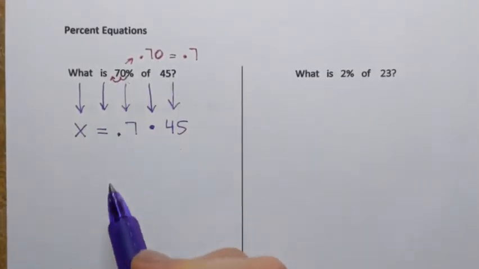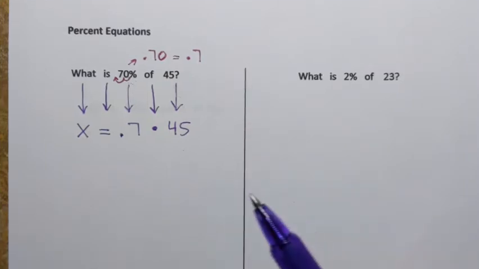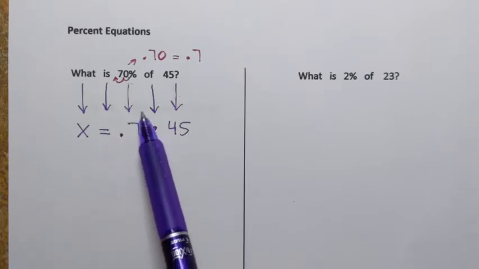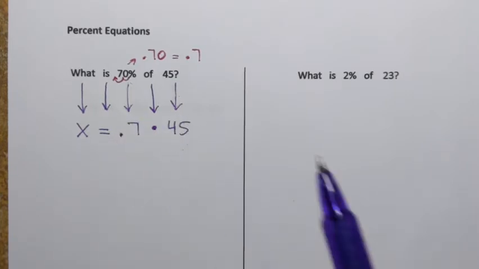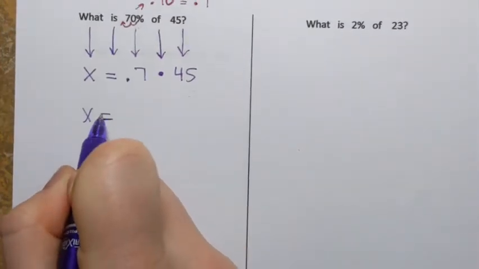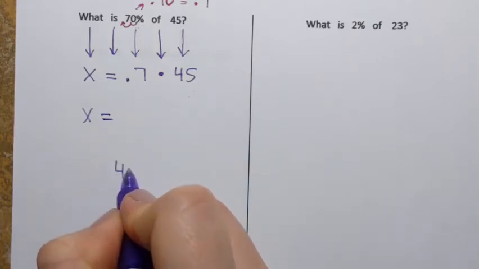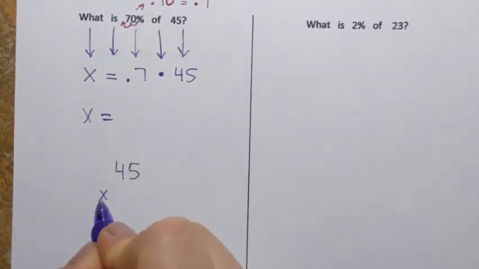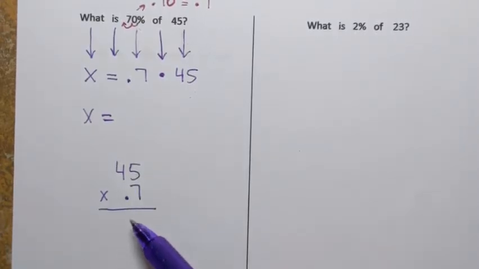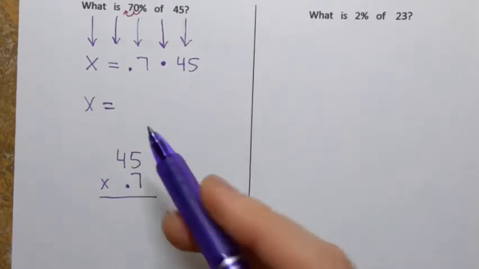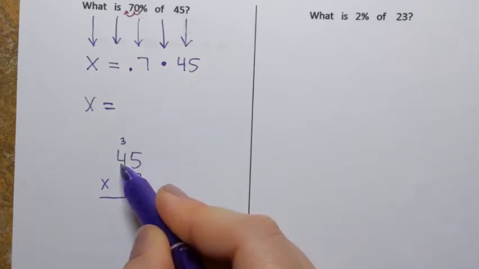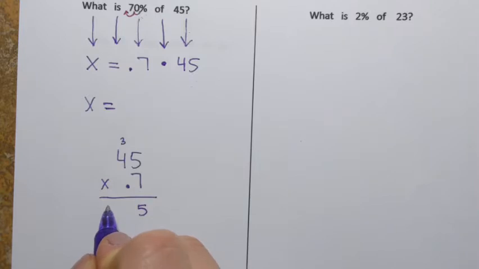Remember, to solve an equation, we want to get x by itself. The good news is that x is already by itself in this equation. To find what it equals, we just need to multiply 0.7 by 45. So I'm going to say x equals, and I'm going to do scratch work over here. When we multiply a number and a decimal, remember we stack the numbers and align them by the rightmost digit. So I have to put 0.7 this way. Now I'm going to multiply ignoring decimal points. 7 times 5 is 35, 5 carry over 3. 7 times 4 is 28. 28 plus 3 is 31.